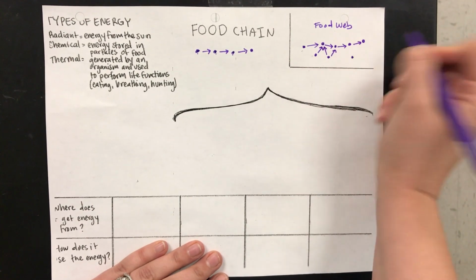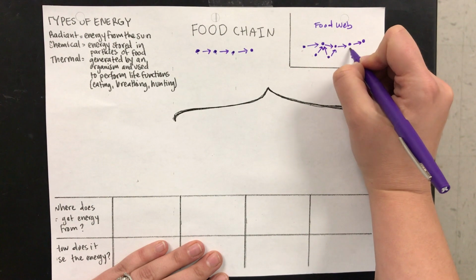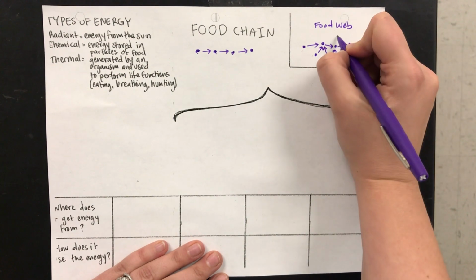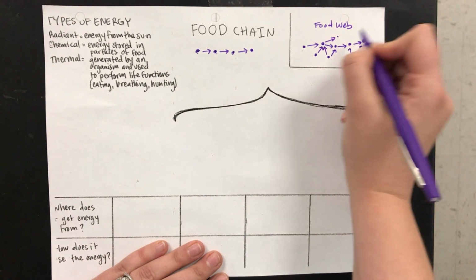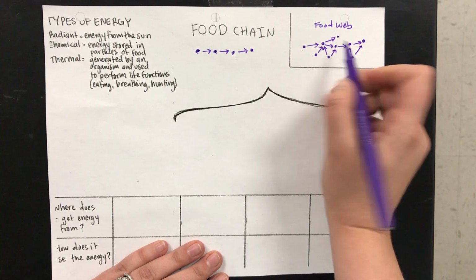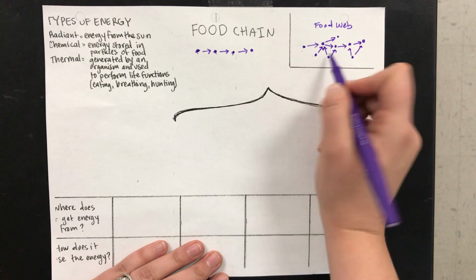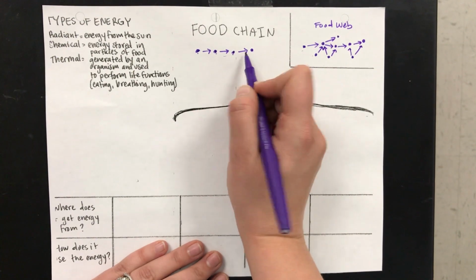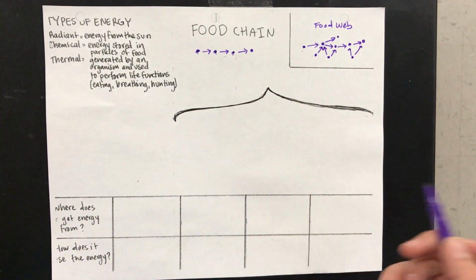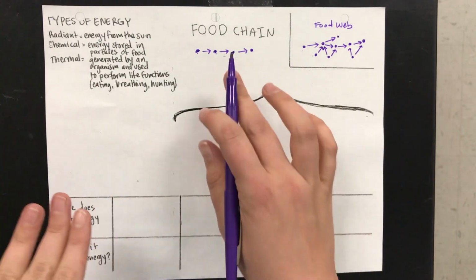As you can see, it kind of ends up looking a little bit like a spider web, which is why we refer to it as a food web rather than a food chain. We're still showing the flow of energy, but they're interconnected, whereas a food chain is just a linear, straight line of the flow of energy. So food web, food chain.